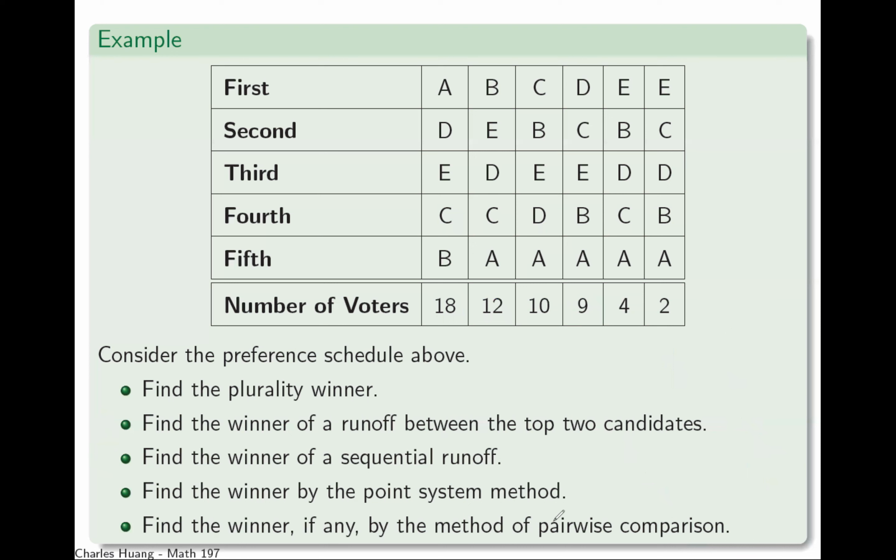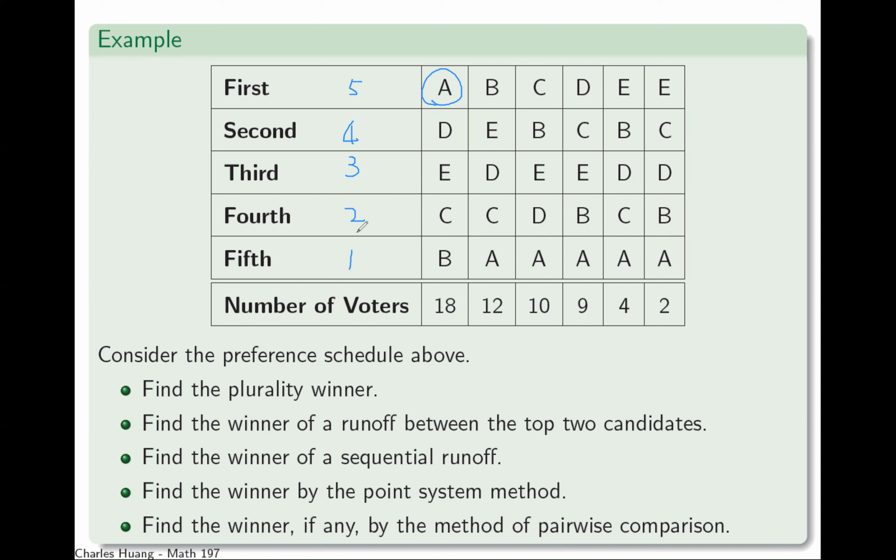Finally, the fourth method, we have to do the point system. In the point system, we highlight all the instances where the candidate is placed. So for example, if I want to find out how many points A has, 18 people here will vote for A first. The value of the place for the different positions is the following. We always start with 1 for the lowest. So 1, 2, 3, 1, 2, 3, 4, 5.